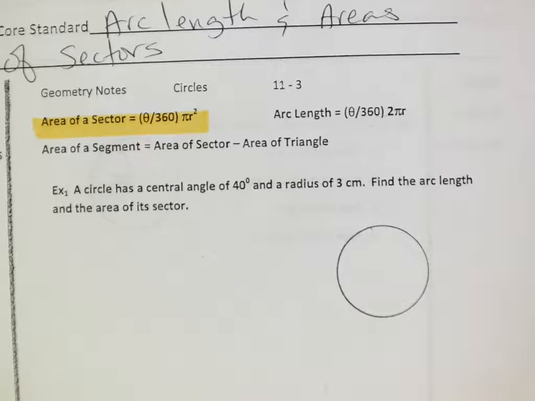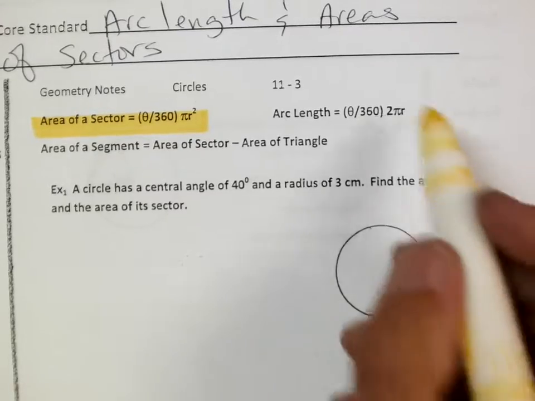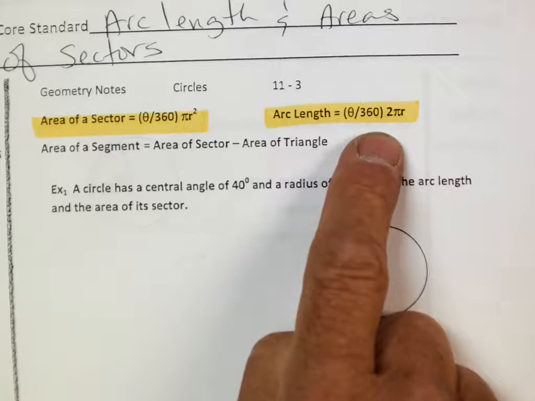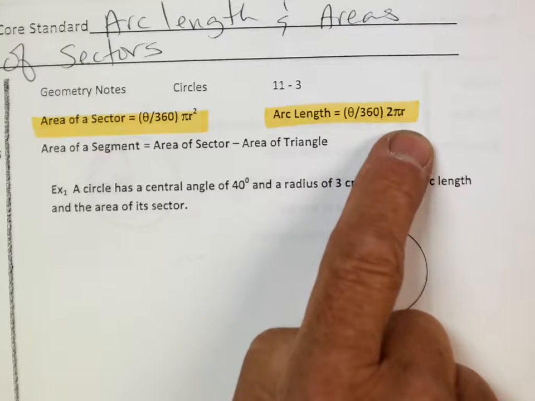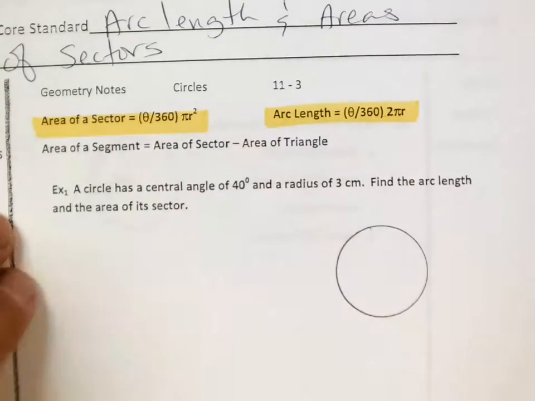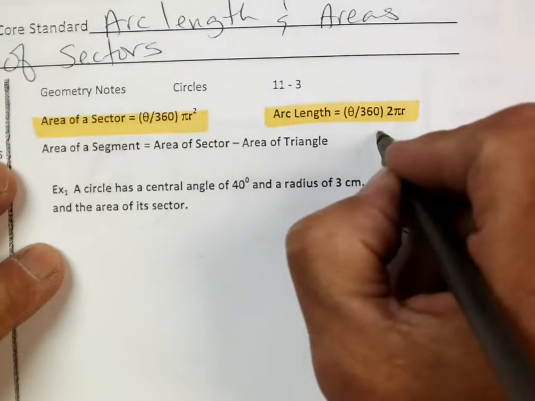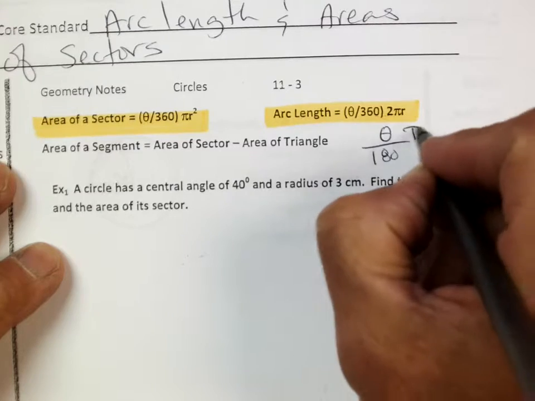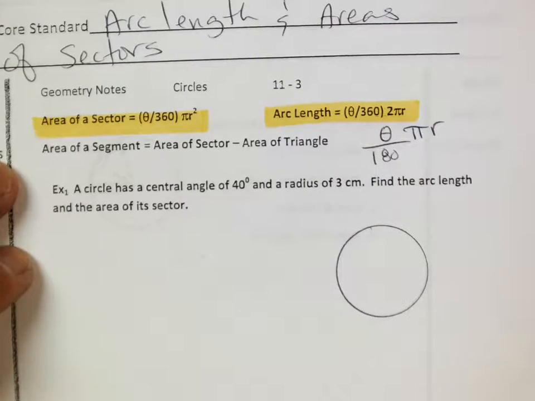Okay, so arc length. I've got theta over 360 times 2 pi, but again, we changed that. We changed that to theta over 180 times pi and r. Okay, we modified that, right?